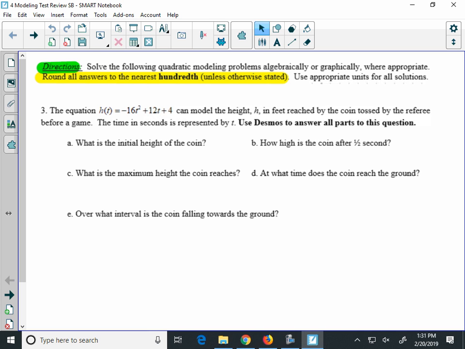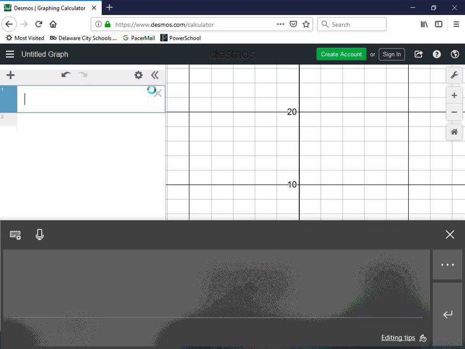All right, so number 3 says the equation that's given is modeling the height in feet reached by a coin. Okay, so we have an equation, we're flipping a coin, a referee before a game. Use Desmos to answer all parts of the question. So it says, what is the initial height of the coin? It says use Desmos, so let's graph this so that we can interpret the features of the graph here.